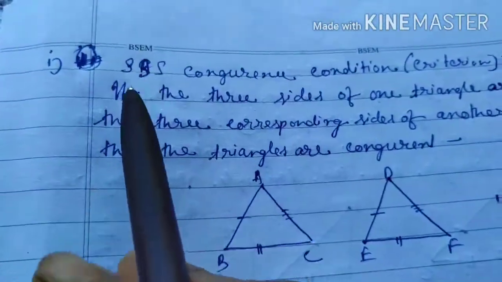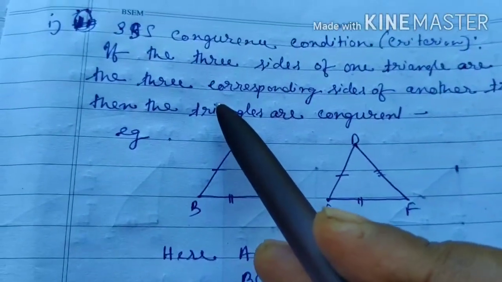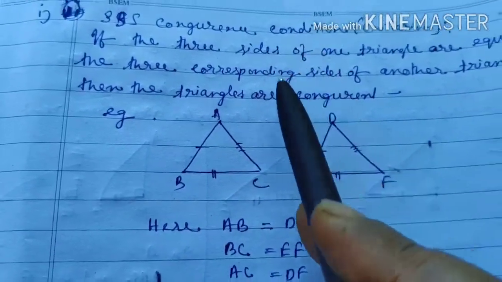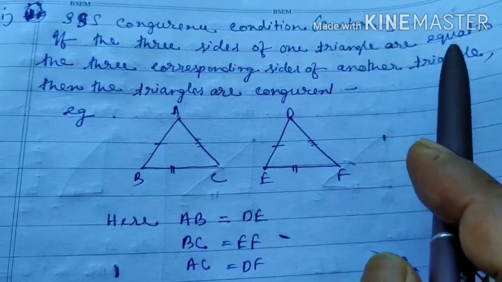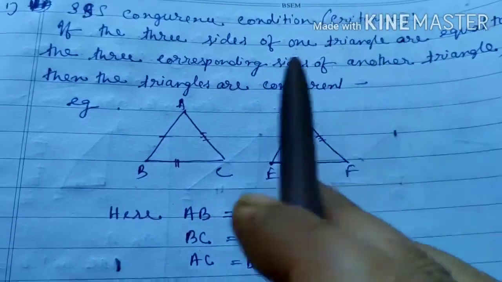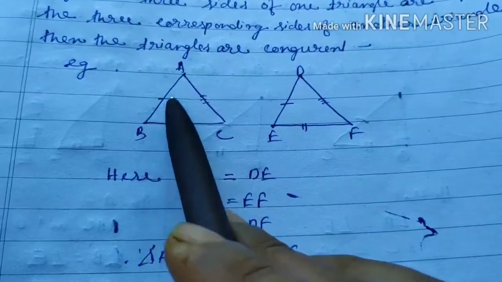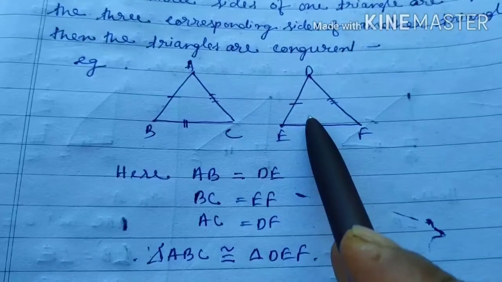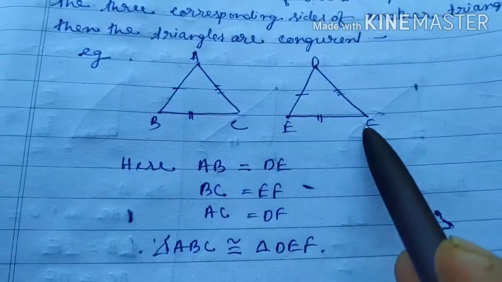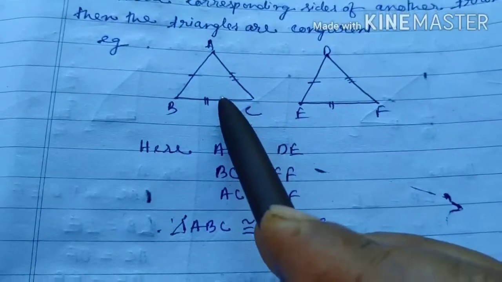So let us see the SSS congruence condition. If the three sides of one triangle are equal to the corresponding three sides of another triangle, then the two triangles are congruent. For example, here AB corresponding to DE is equal, BC to EF is equal, AC to DF is equal. The corresponding sides are equal.